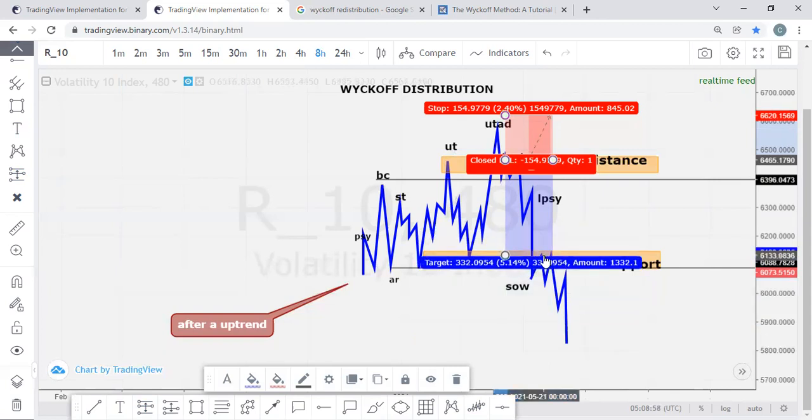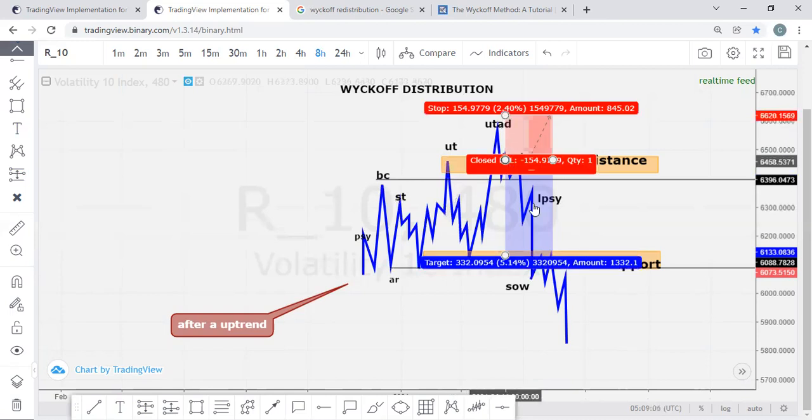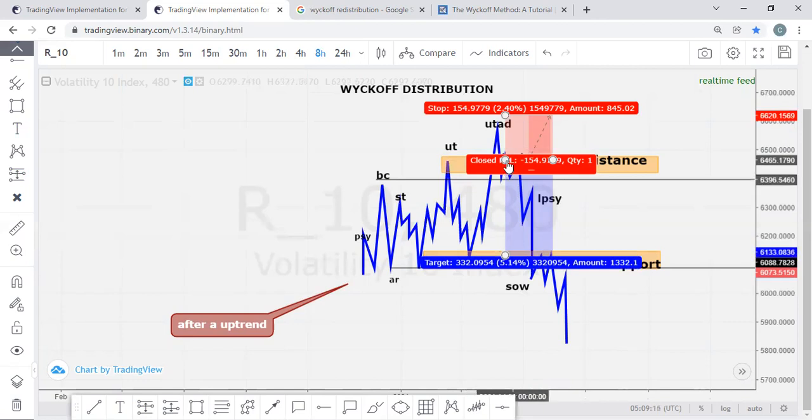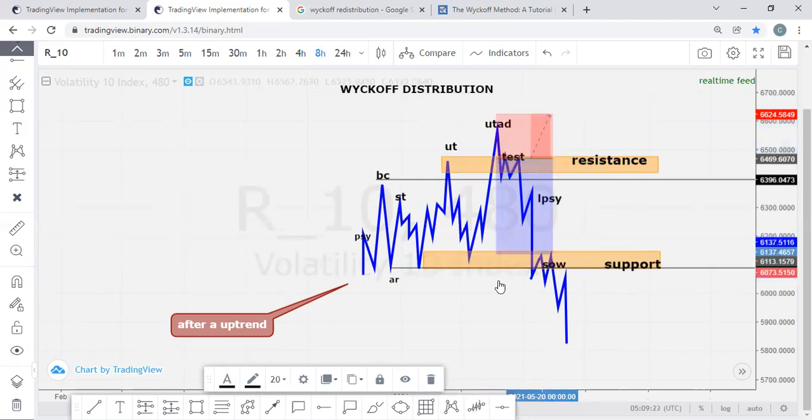The video is to tell you when to make your entries. So you can enter at the test with your stop loss above the UTAD, right? That's the first way. Or then you can wait for the market to break this zone below, to break all these lows, and then you enter at the sign of weakness, at this SOW. So if you're not entering with this UTAD, if you maybe miss the entry at the UTAD, you want to enter at this point here at the SOW, right?